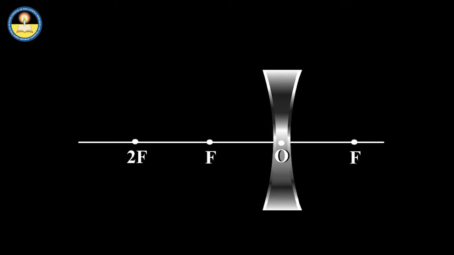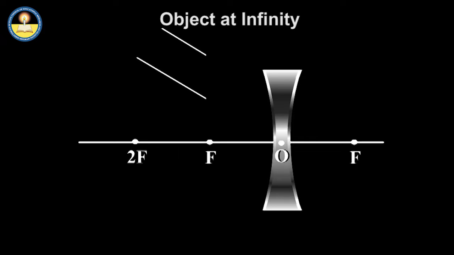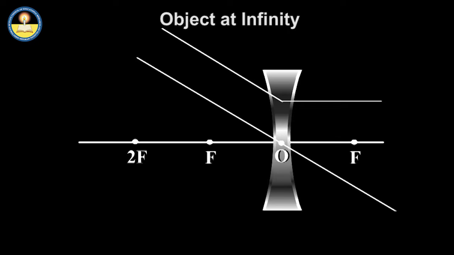For a concave lens, when an object is at a very large distance in comparison to the focal length of the lens, that is, the object is at infinity, the incident light rays from the object are considered parallel to each other. The ray which passes through the optical center after refraction moves without any deviation, and the ray which moves towards the first focus of the lens after refraction becomes parallel to the principal axis.